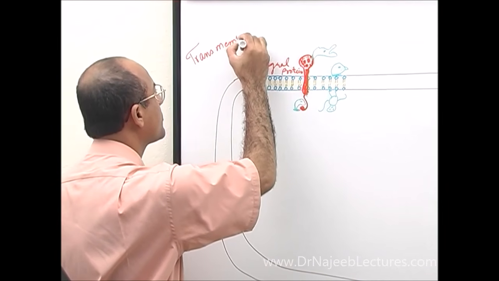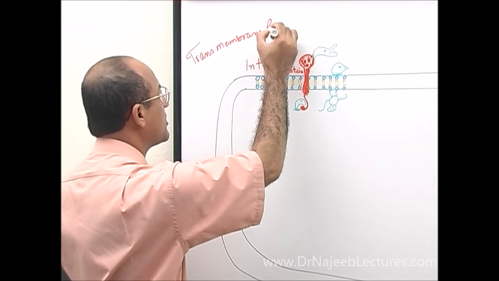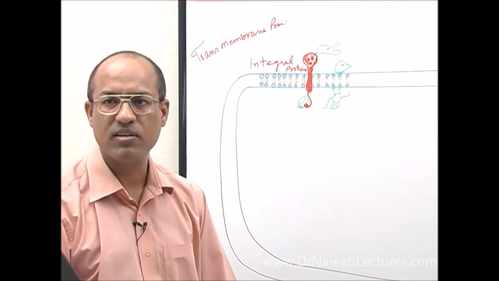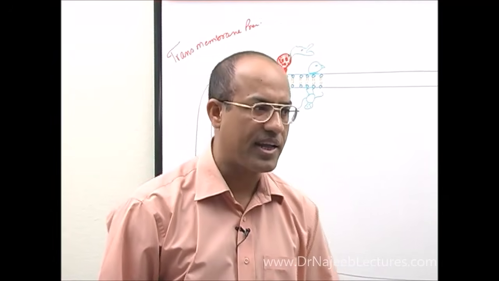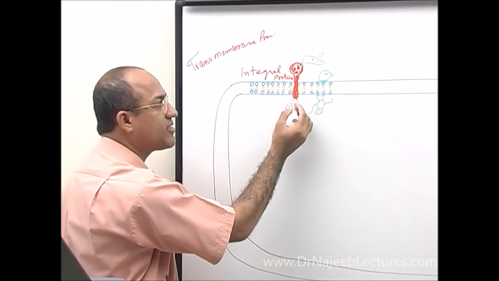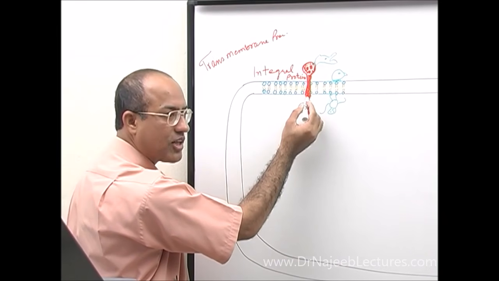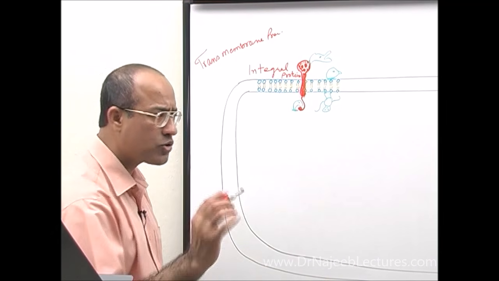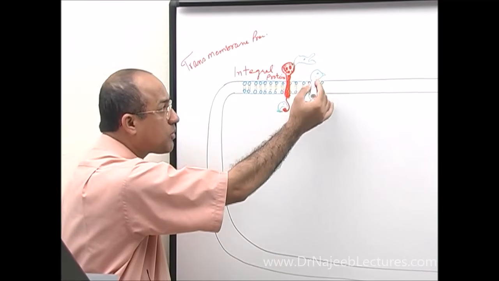Transmembrane proteins. So integral proteins, the transmembrane proteins, are those proteins which pass through and through the membrane, and they have an extracellular domain as well as an intracellular domain. Is that right?